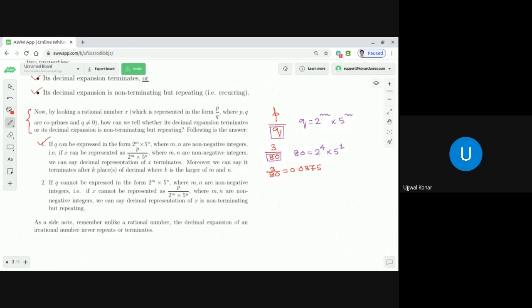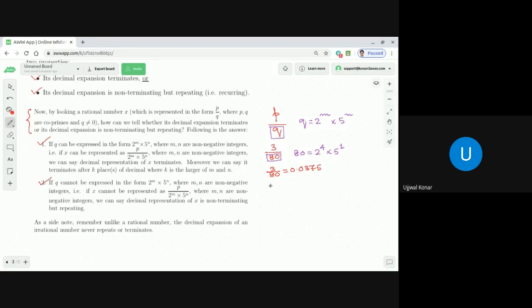Correct, dear students? Now the second part: if q cannot be expressed in the form of 2 to the power m into 5 to the power n, where m and n are non-negative integers, that is, x cannot be represented as p by 2 to the power m into 5 to the power n, we can say the decimal representation of x is non-terminating but recurring or repeating. Let's take an example, and things will be clear.